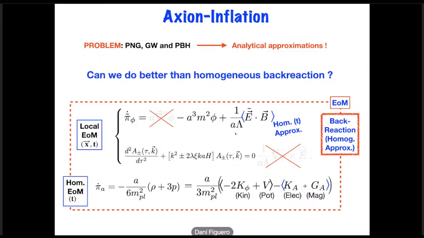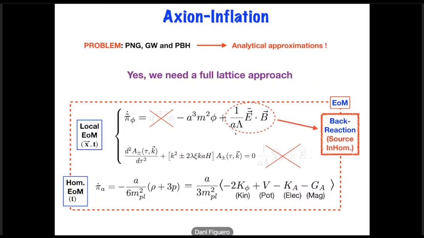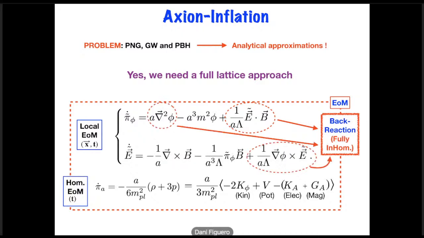But the question I want to address here, and am presenting to you, is: can we do better than homogeneous back reaction? The answer is, of course, yes, as long as you know how to introduce this operator in the lattice. This operator is complicated, but if you know how to put it in the lattice, then you can deal with the full inhomogeneous back reaction. And if you want to do that, which I do, then I restore my equations of motion in terms of my original field variables, and I also need to restore the information on the inhomogeneities, because now I'm going to simulate the whole inhomogeneous system in a lattice.